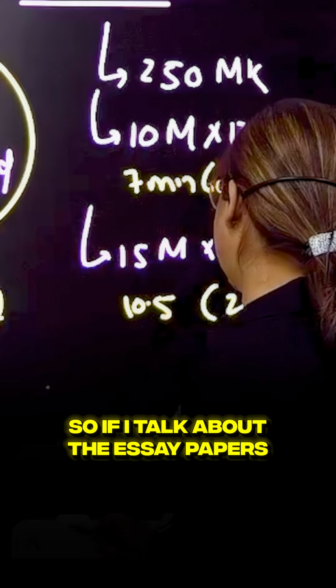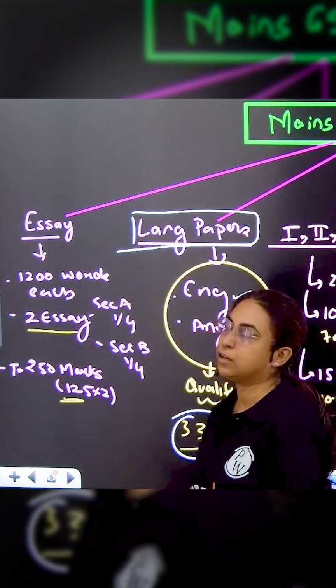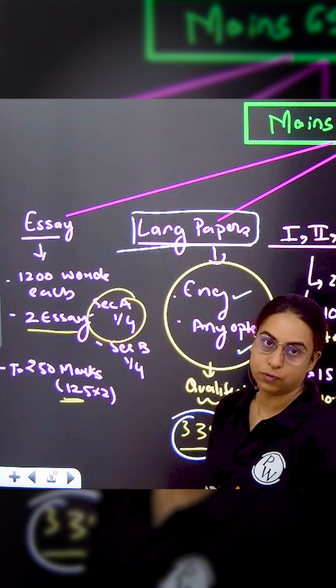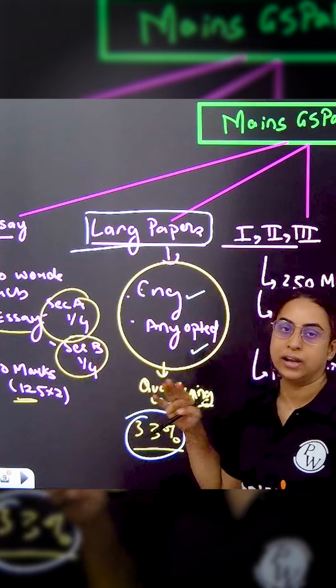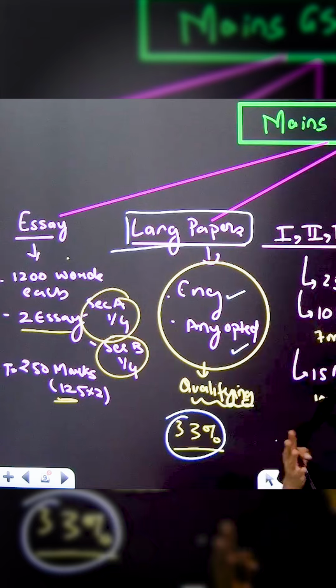So if I talk about the essay paper, there are 2 essays that you have to write. Each one of them is 125 marks. So there is section A, in which you have to write 1 essay out of the 4. There's section B, in which you have to write 1 essay out of the 4 given. So there are 8 options given. You have to write 2 essays. Each one is of 125 marks.